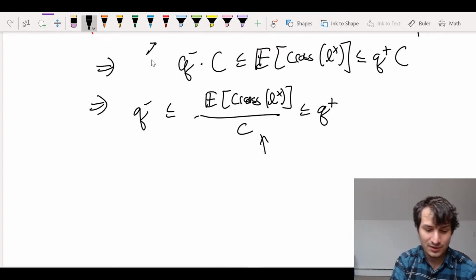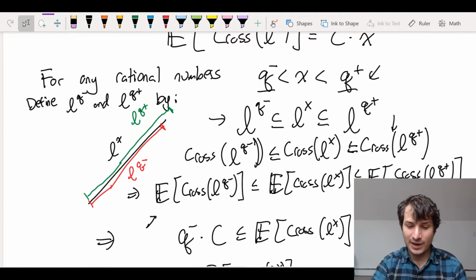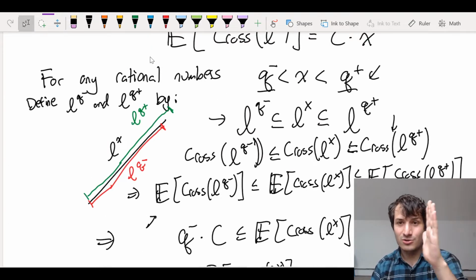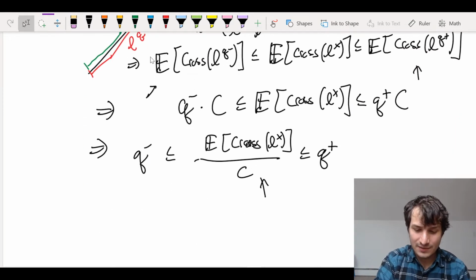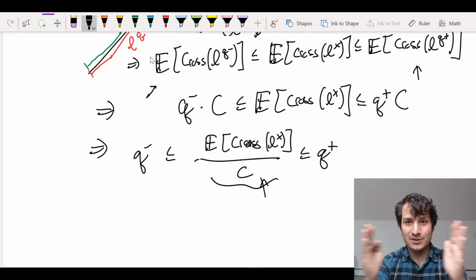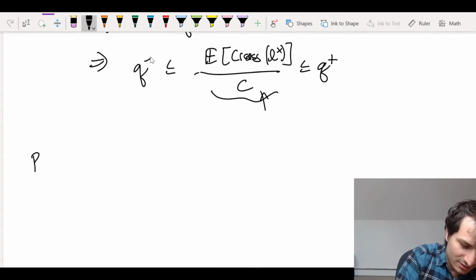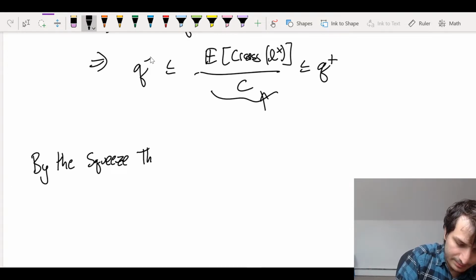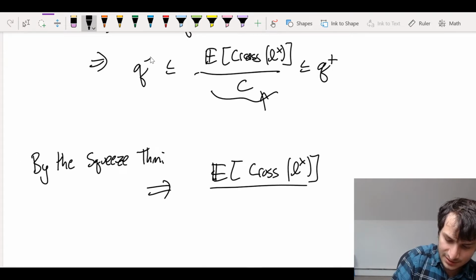Some people call this the squeeze theorem. Imagine Q minus getting closer and closer to x, and Q plus getting closer and closer to x from the other side. They're going to squeeze, and they're going to force this number that we know is bounded between Q minus and Q plus to x. So you could say by the squeeze theorem, therefore, this expected value of the number of crossings of LX divided by C equals x.